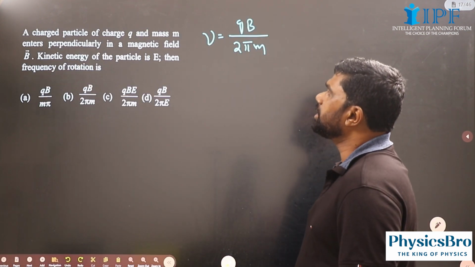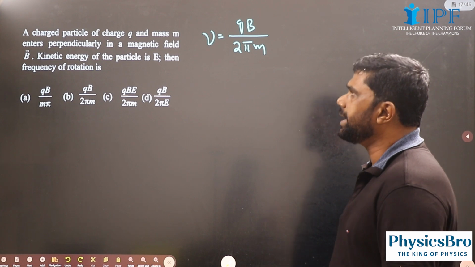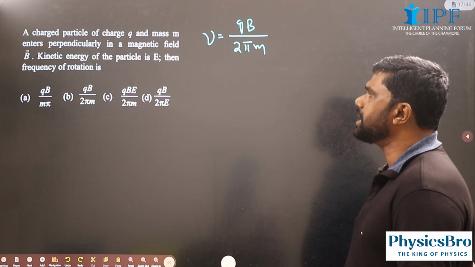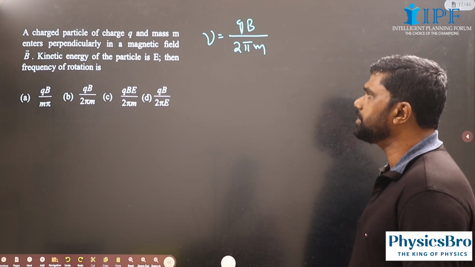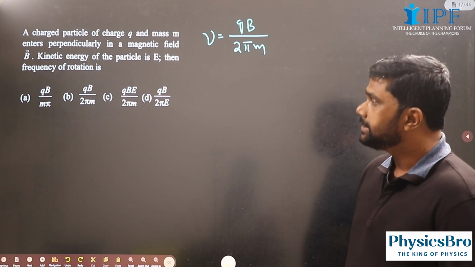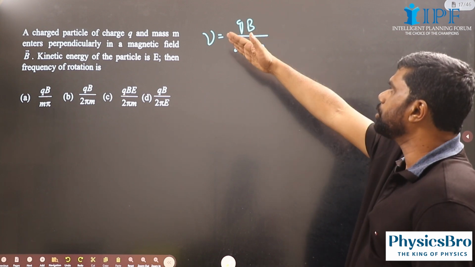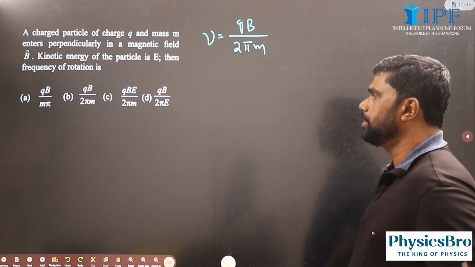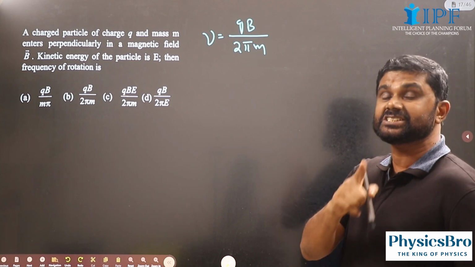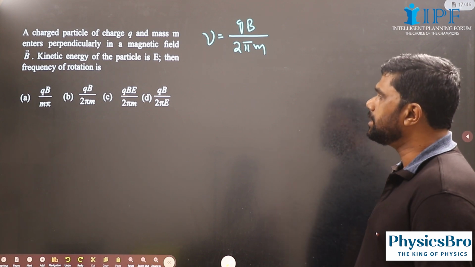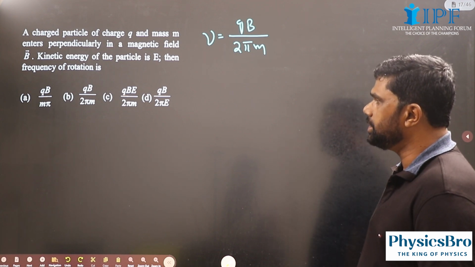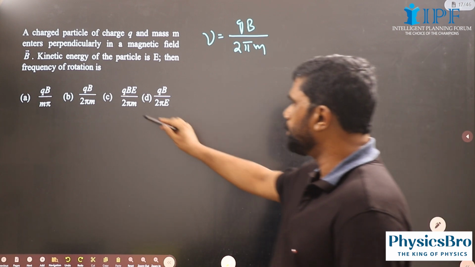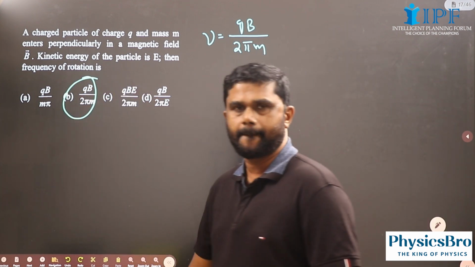Now a charged particle of charge Q and mass M enters perpendicularly in a magnetic field capital B. Kinetic energy of the particle is capital E. Then frequency of rotation nu equals QB by 2 pi m. QB by 2 pi m means it is independent of the kinetic energy or velocity. So this must be the correct option.